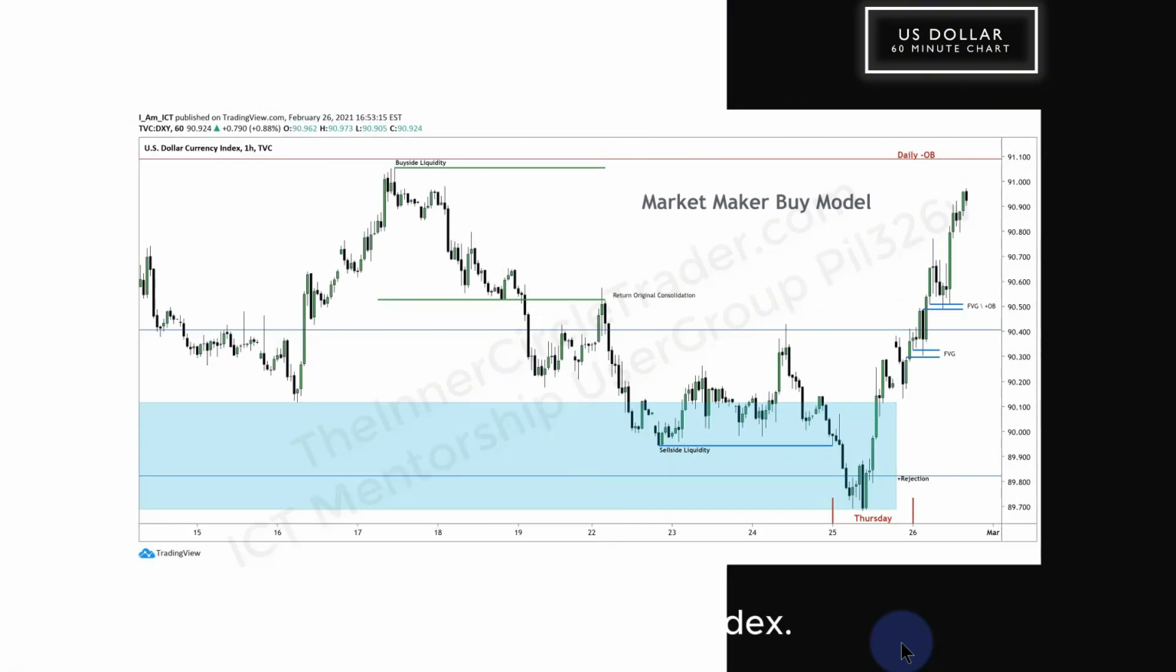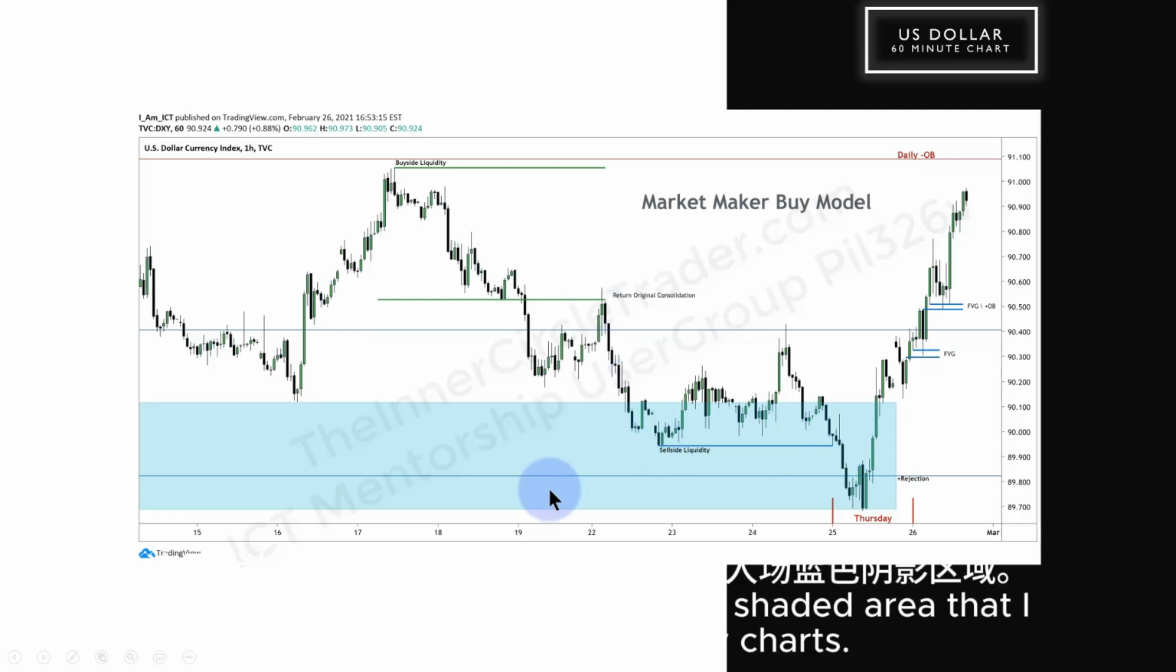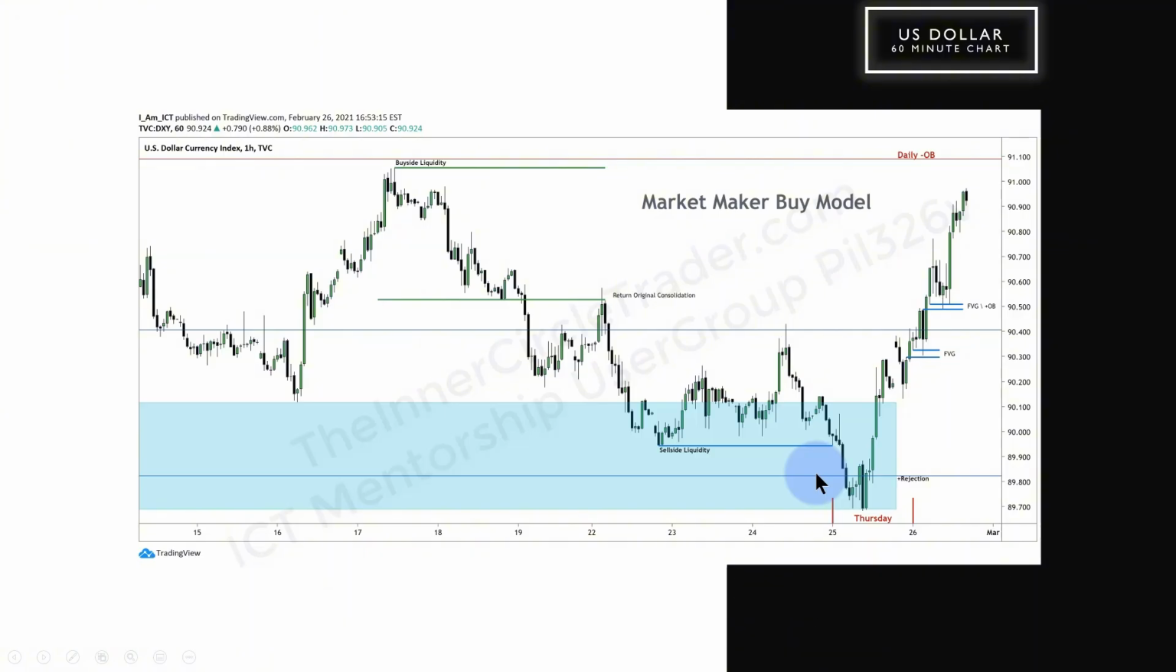Hourly chart, dollar index, we have a market maker buy model. And if you don't know what this is, you will learn about it. But we have the original consolidation here. It breaks down, comes back, returns to the original consolidation. This is distribution. Sells off. Here's that optimal trade entry blue shaded area that I showed you on the daily chart. So that way we have a reference to the daily chart where we're trading in a deep discount.